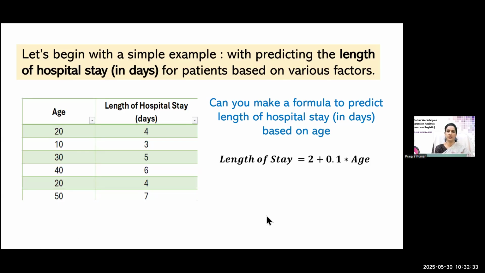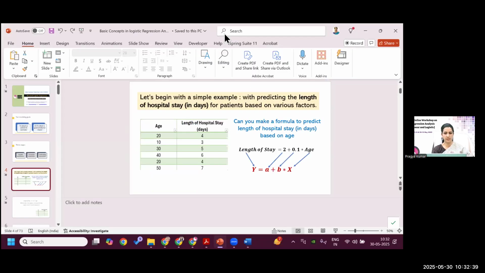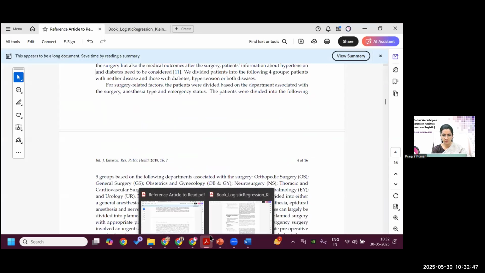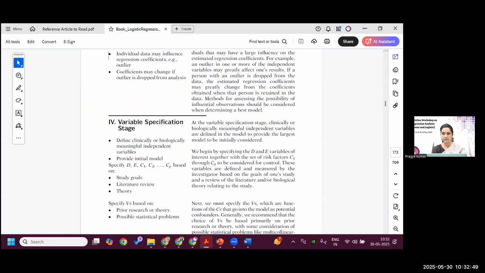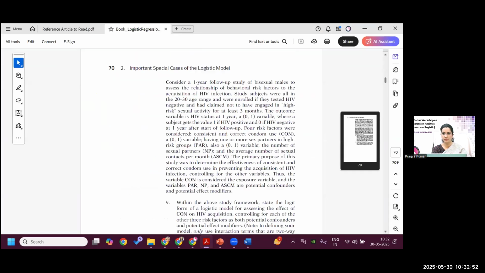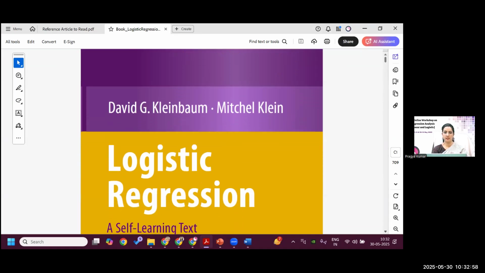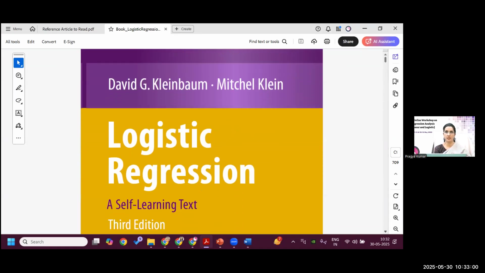We have shared one article with you, and that article is about length of stay. So today we will see, this was the article. Sorry, surgical length of stay was the prior one. This was the book which I was referring to, Kleinbaum, Statistics for Biology and Health, and this is Logistic Regression.